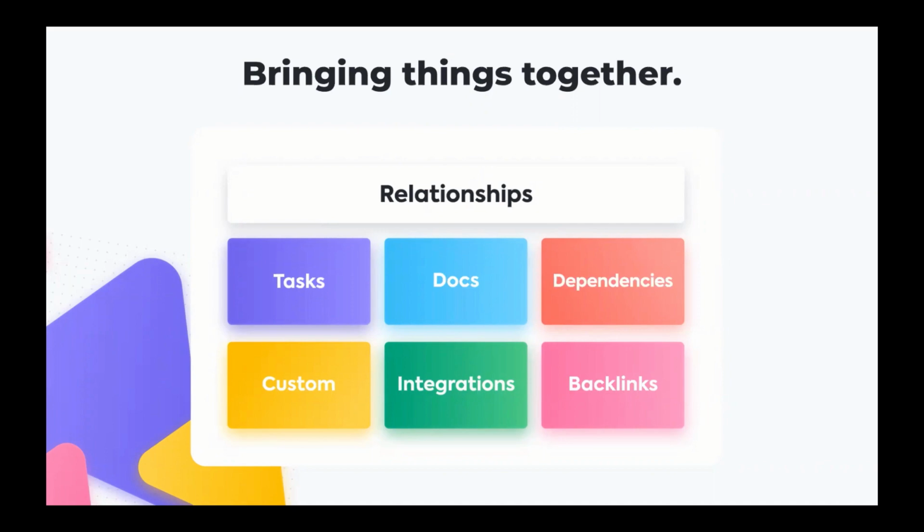You have your tasks, you can link your docs, your dependencies, even any kind of custom ones. We've even thrown in integration and backlinks, and there's a bunch of other little features that go under the relationships umbrella. Right now, this is just the beginning, right? We've put these things together. It's still in beta, but once we get it out and once we add in additional features, we're going to be building on this and getting them tighter and tighter together.